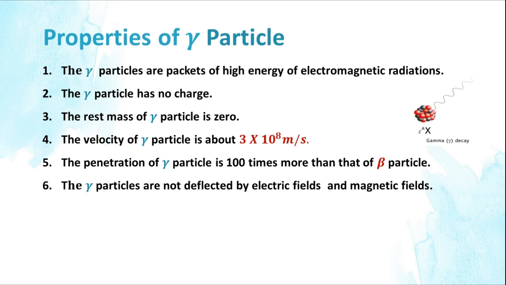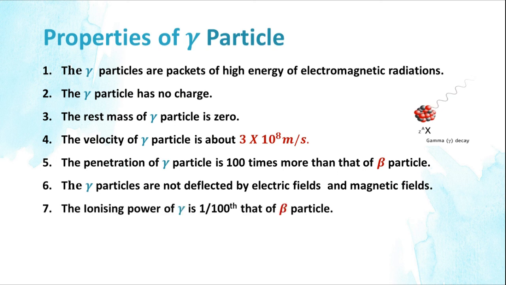Then the next property is that gamma particles are not deflected by electric field and magnetic field, but alpha and beta are deflected by both the electric field and magnetic field. Are you clear? The next one is that the ionizing power of gamma is 1/100th that of beta particle. In the previous class I told you alpha has the highest ionizing power and gamma the lowest, so its ionizing power is 1/100th of that of beta particle.